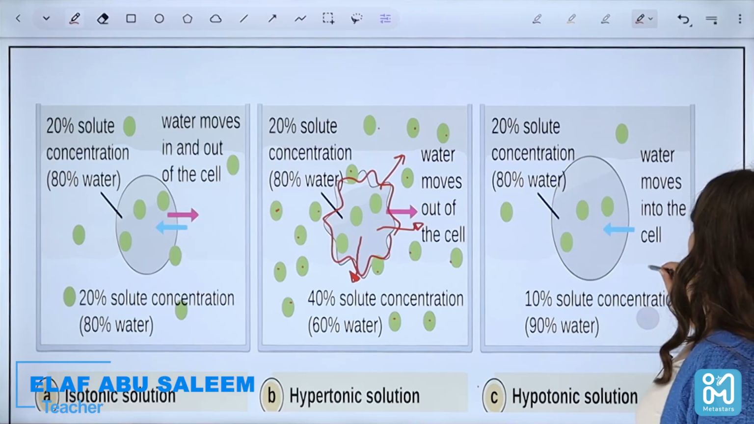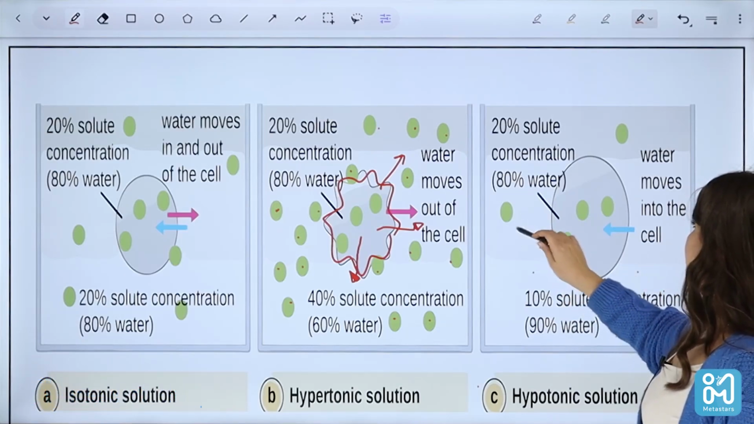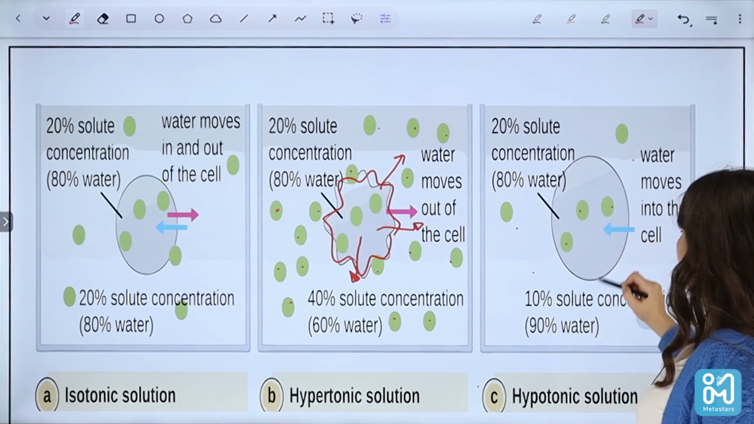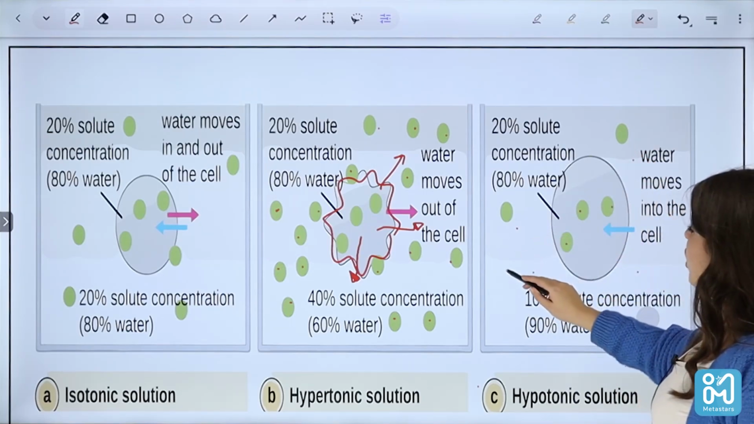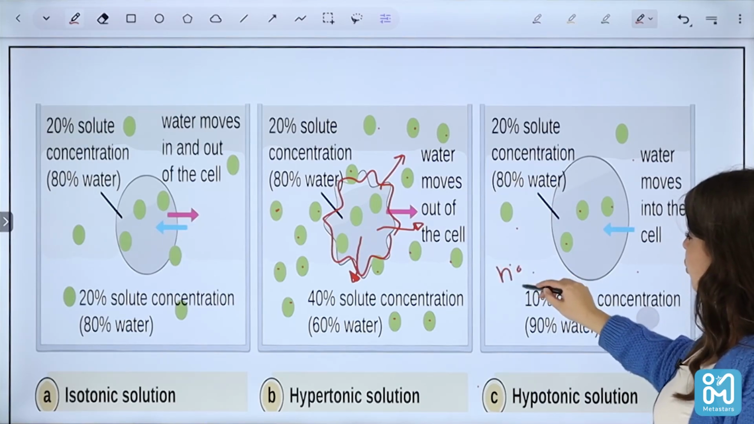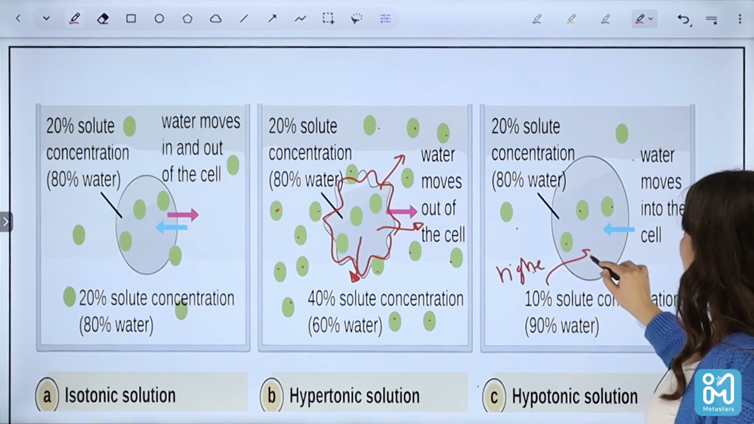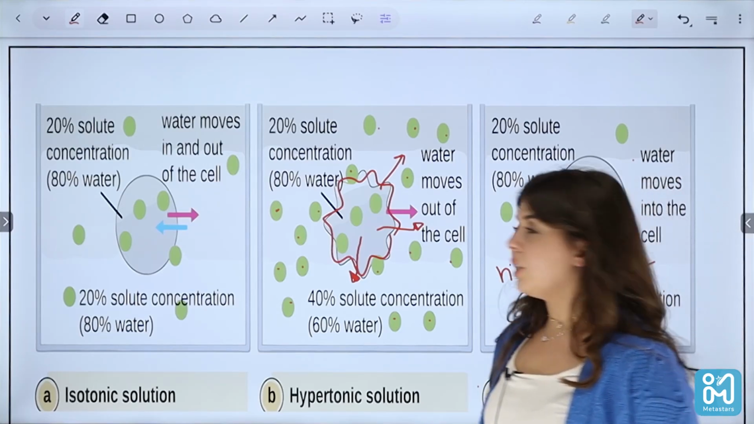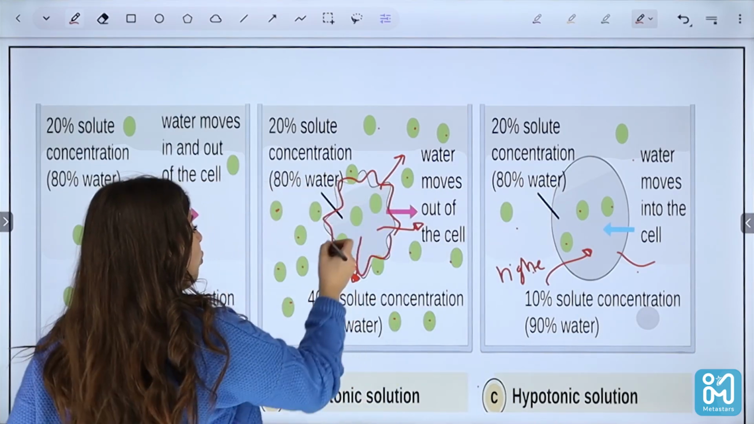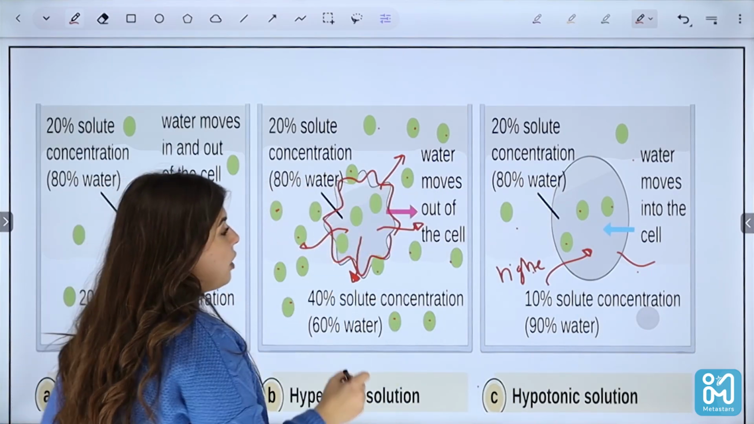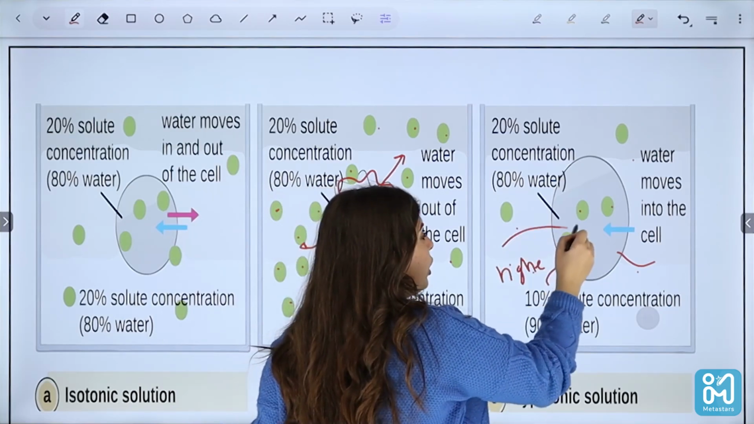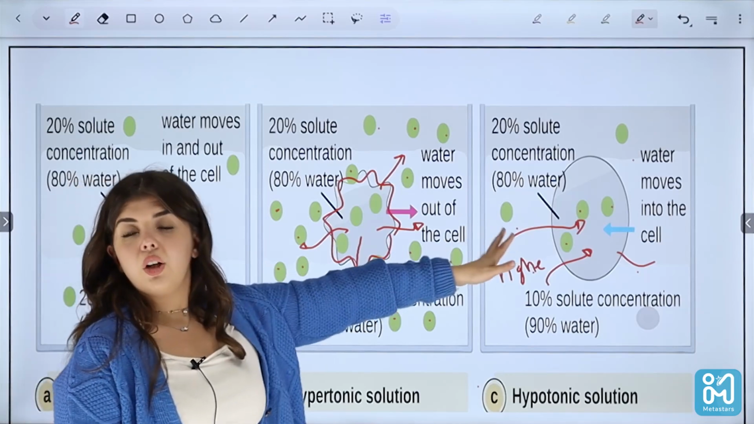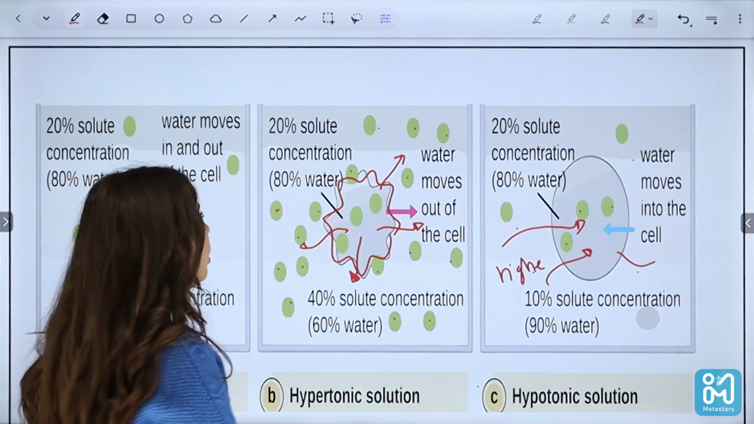If we put a cell inside a solution that has no or low concentration, then we have more concentration inside than outside, so the water will go from the higher amount of water to the lower amount of water, and the cell will burst or lyse. Hypertonic: the movement of water from inside the cell to outside. Hypotonic: the movement of water from outside to inside. Here there is shrinking, and there is bursting or lysing.